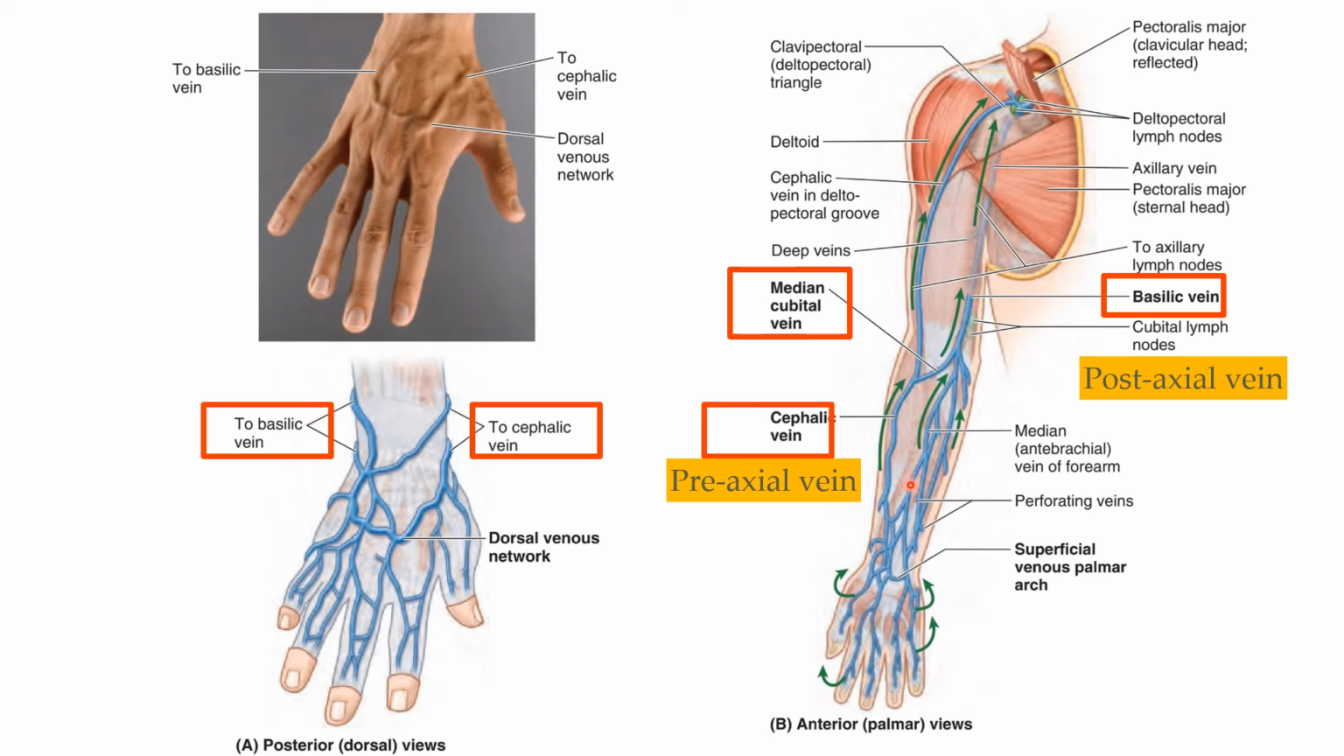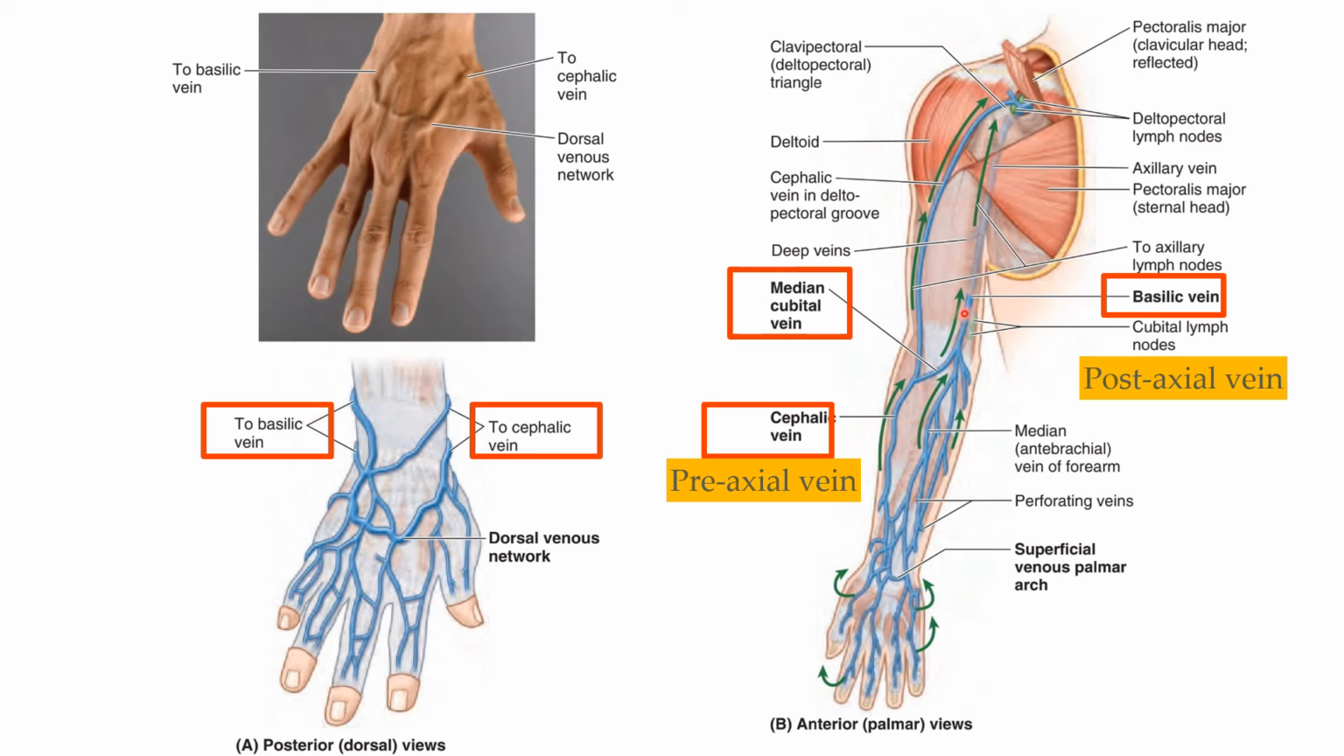Now simultaneously, let us see the basilic vein. The basilic vein, after winding round the medial border of the forearm, enters the ventral or the anterior compartment of the forearm and ascends upward. Now this median cubital vein is a communicating channel between the laterally lying cephalic vein and the medially lying basilic vein. So this is the median cubital vein. I repeat, it holds a very important clinical significance.